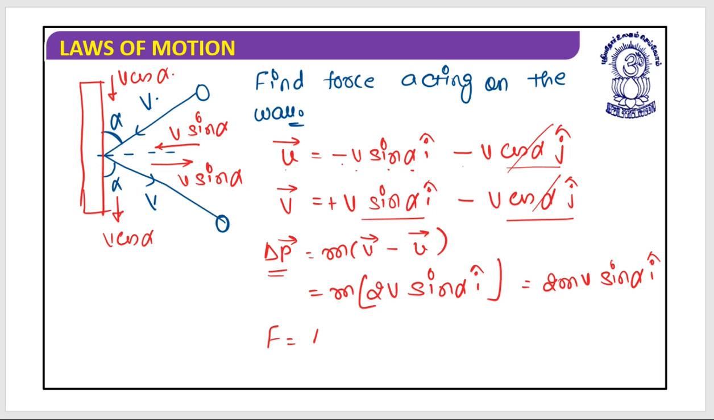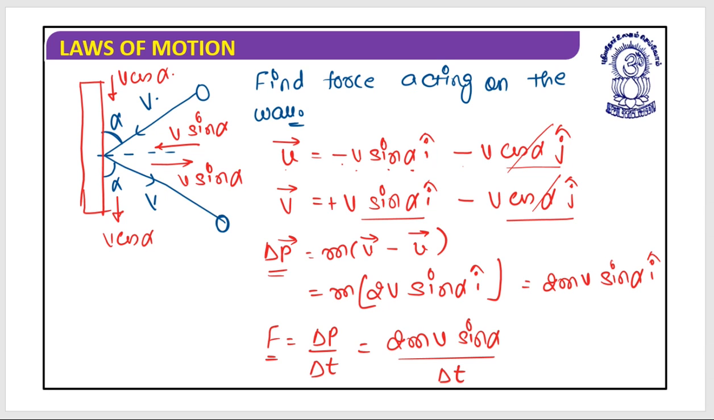F should be equal to delta p by delta t, that should be written as 2mv sin alpha divided by delta t. This is the force acting on an object. I hope these things are clear. Is it clear? Any doubts? Is there anything? No? Great.